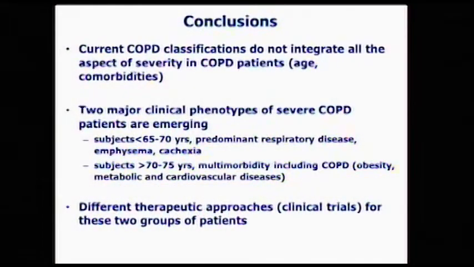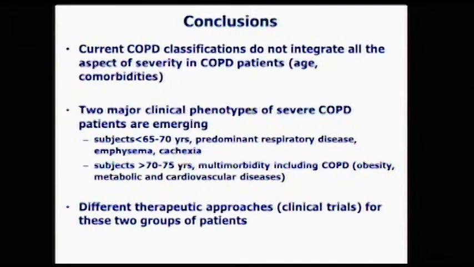So in conclusion, COPD classification does not integrate all the aspects of severity in COPD patients. And I think the most important aspects that are not addressed by this classification are age, and age in relation to FEV1, and comorbidities. We have 2 major clinical phenotypes of severe COPD patients that are emerging. The first one is what I would call early onset severe disease and severe respiratory disease. And the other one is multimorbidity in older subjects.